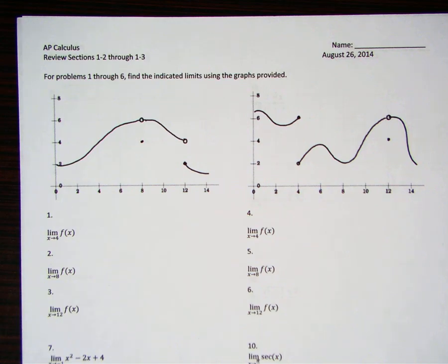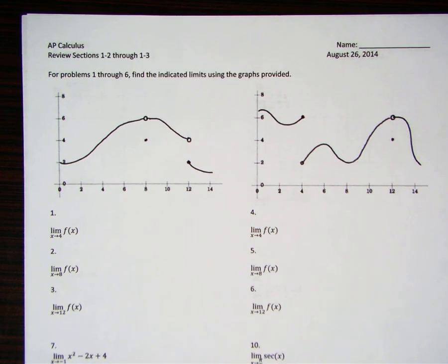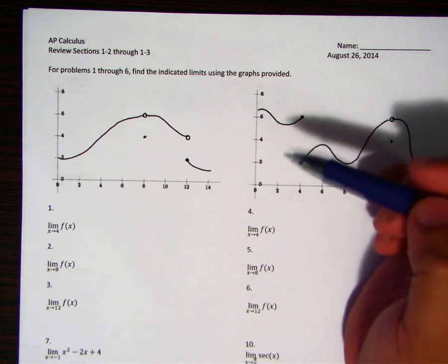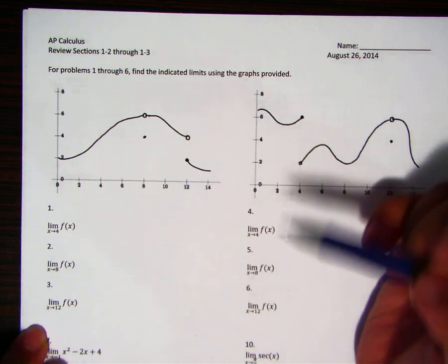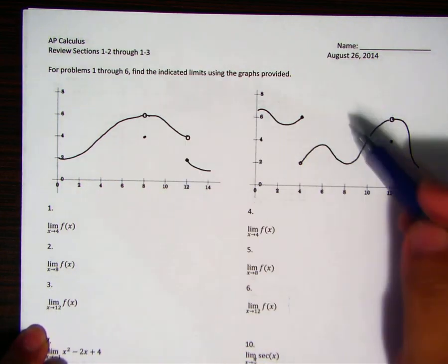Okay, this is the review sheet for sections 1.2 through 1.3. I'm doing this video on request. Okay. 1, 2, 3 is going to go with the first graph, and 4, 5, 6 is going to go with the second graph. Let's see what we got here.